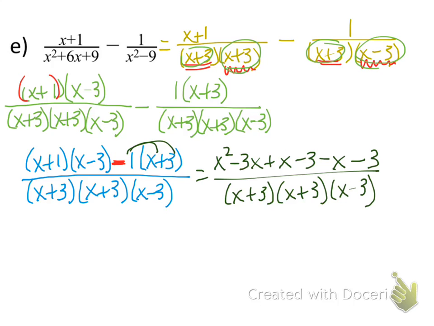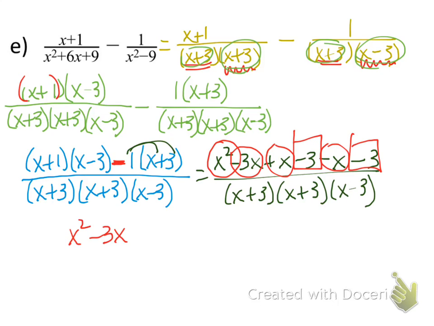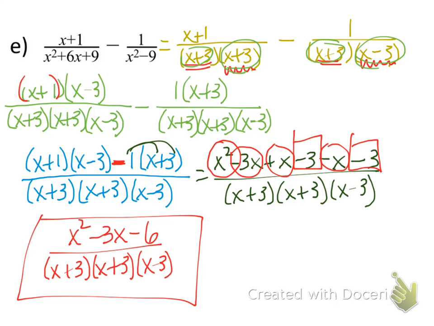Now let's combine our like terms on our numerator. We've got an x squared. Combining those x's, a negative 3x plus x minus x gives us minus 3x. And then the minus 3 and minus 3 gives us a negative 6, all over the common denominator.